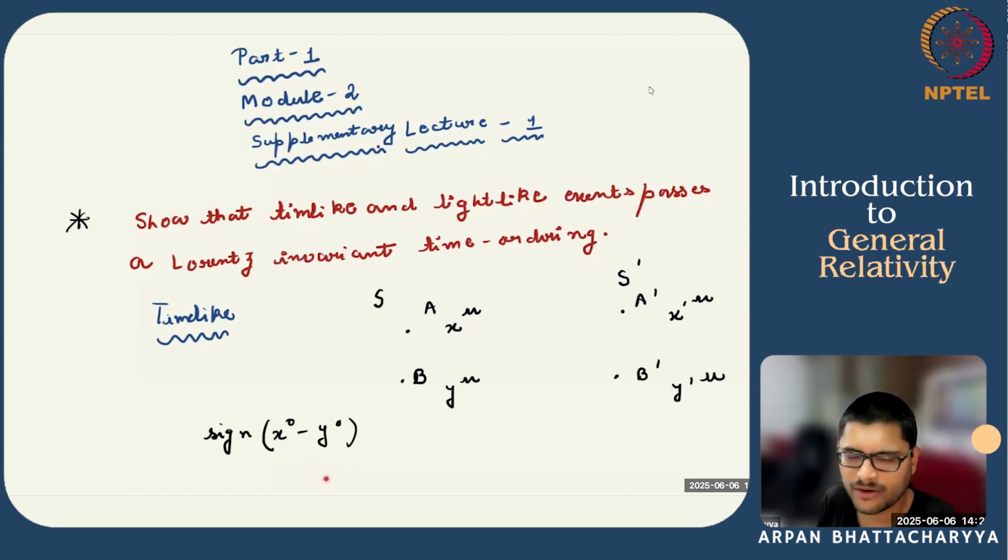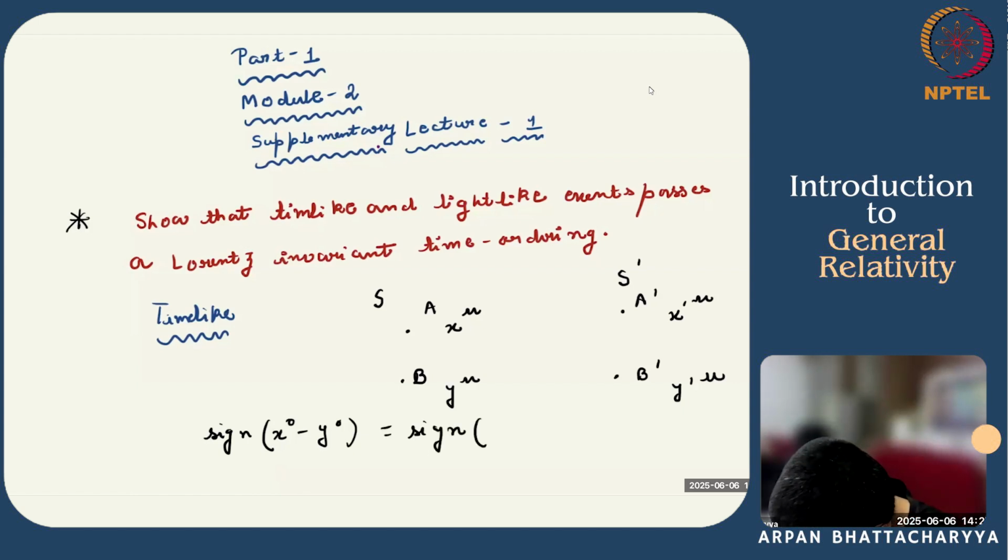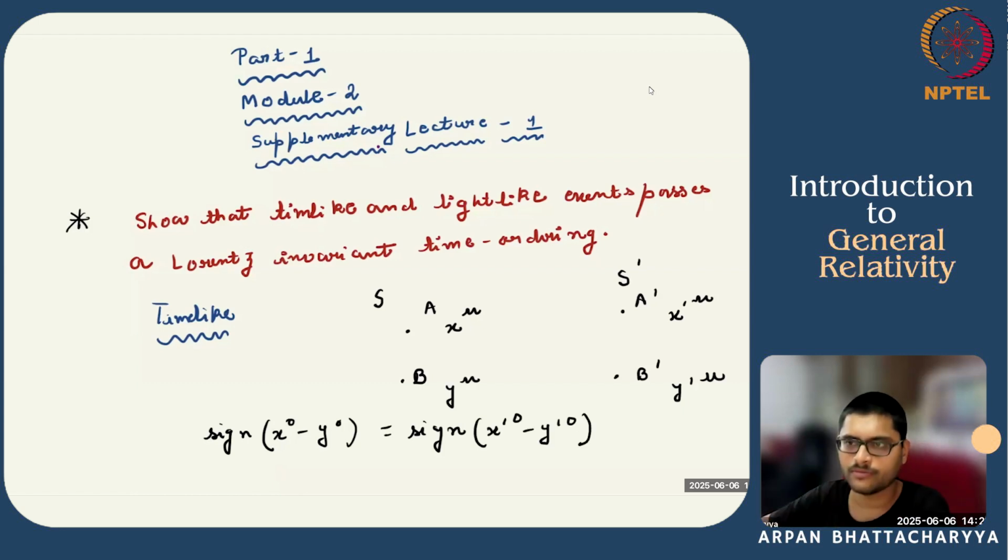This gives the time interval between these two events. It should be equal to the sign of x prime 0 minus y prime 0, as long as A and B are separated by a time-like distance. So this means that when x^0 is greater than y^0, that is A is in the future of B, it remains the same when we go to the S prime frame, and vice versa. So let's try to show that.